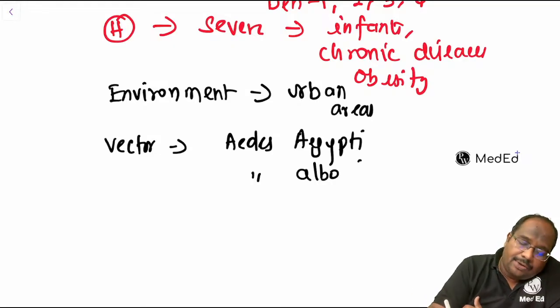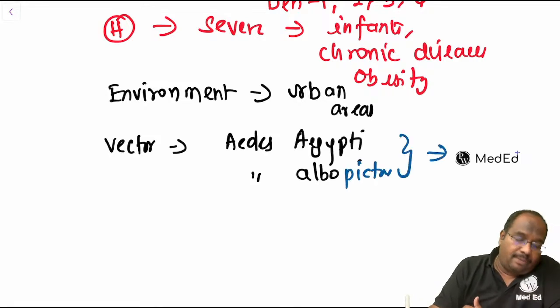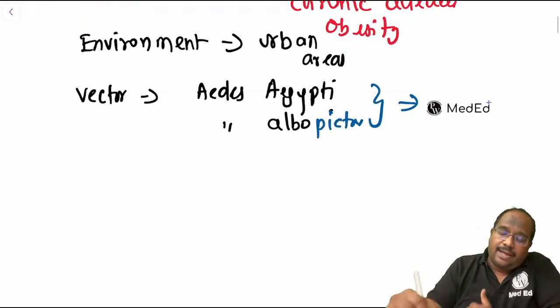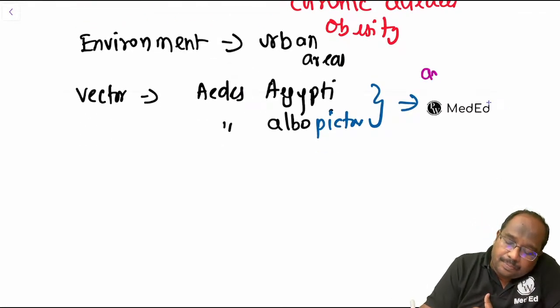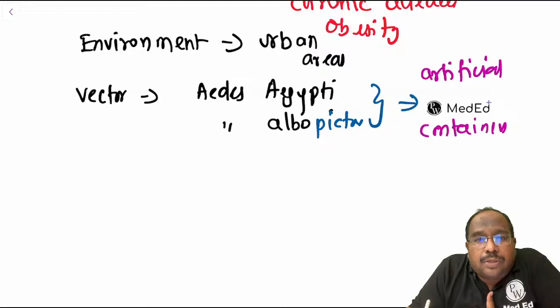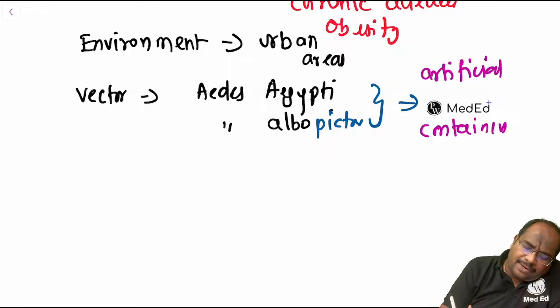Aedes mosquito, can you tell me where it will breed? Aedes aegypti and Aedes albopictus breed in artificial containers. Keep answering so that it will be interesting for you also. So the vector is Aedes aegypti and Aedes albopictus. You will have an incubation period of 3 to 10 days.